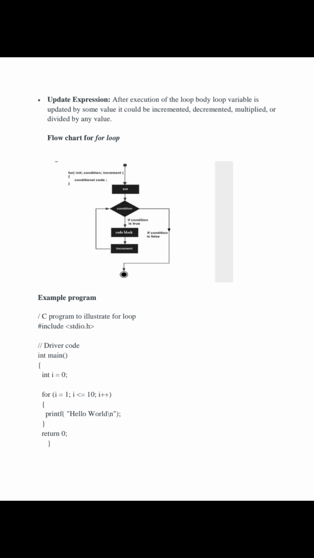Update expression. After execution of the loop body, the loop variable is updated by some value. It could be incremented, decremented, multiplied, or divided by any value. The flowchart shows the flow of the for loop.